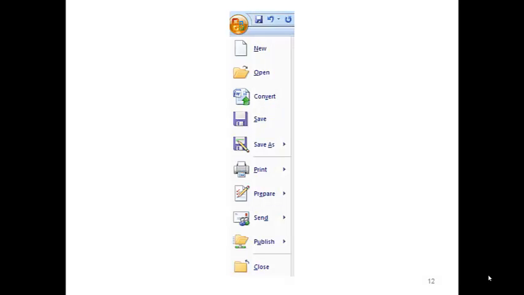New? Yes. Open? Yes. Convert? Nobody said convert. Save? Save as? Yes. Print? Yes. Prepare? What does prepare mean? What happens if you click on prepare? I think that's where you go. Send. Send it. Okay. Publish. Anybody used that one before? Close. Okay. So here we have a set of symbols, which are 50% of them, ish.